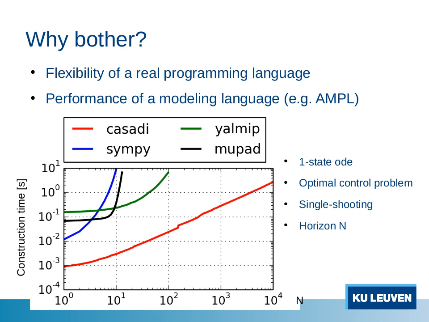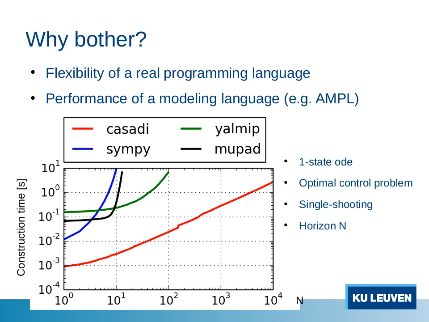At this point I presented a way to go from a mathematical problem to a computer solution in quite understandable syntax. Of course, this is not unique. You can use various packages to achieve this. For this plot I worked with an optimal control problem with a one-state ODE, which I solve with single shooting, and it's the horizon length that I plotted on the horizontal axis.